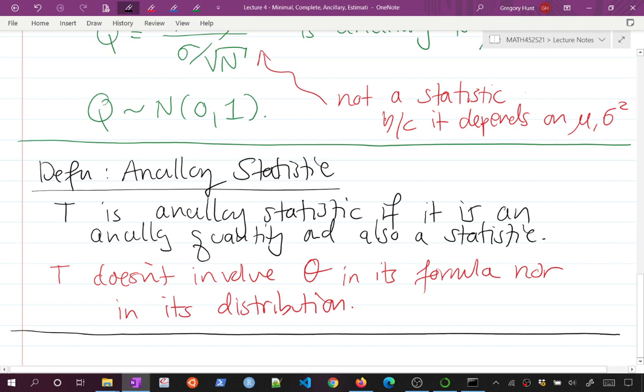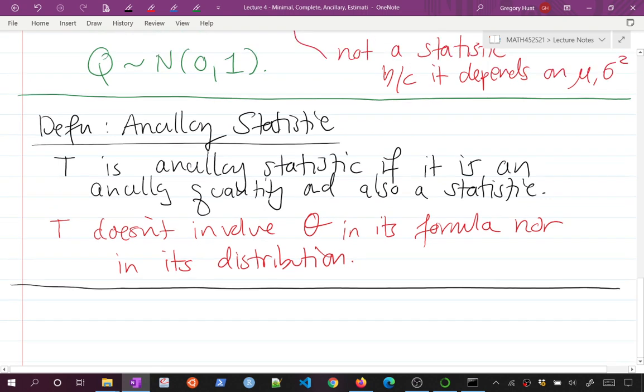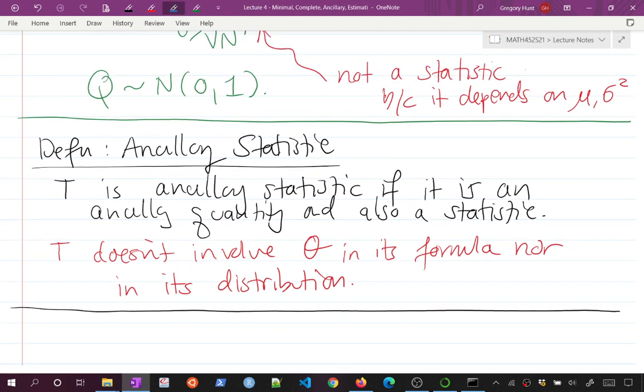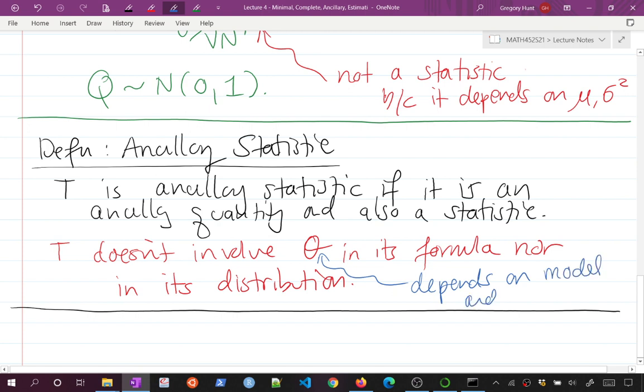So ancillary quantities are a bit strange. Notice here that our definition of an ancillary quantity or statistic depends on the probabilistic model and theta. So it depends on the model and what is unknown.